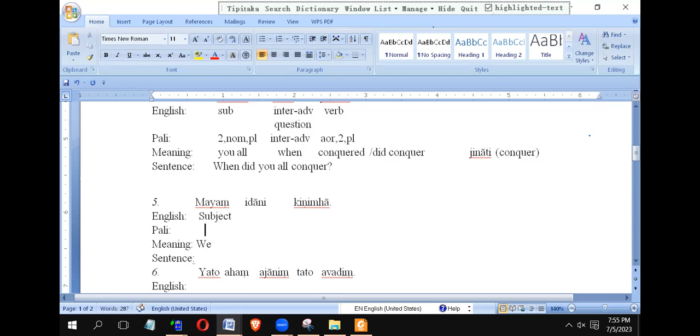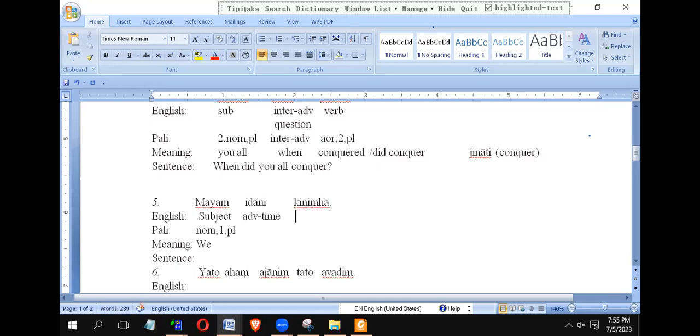Okay, Pāḷi first. Nominative, first person plural. Idāni is a demonstrative adverb of place. Not place, it's time here. Oh sorry, it's now. Now is the time. So you just put adverb of time, very easy. Adverb of time, okay. So it's now.